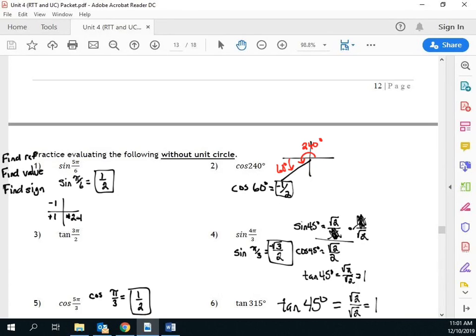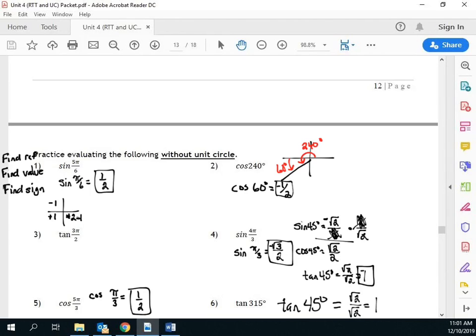Is this value going to be positive or negative? Well, what quadrant are we in again in 315? Fourth quadrant. So it's negative. Why is it negative? Because I should have written this a little bit better. I should have said this is negative root 2 over 2. Isn't the sine value in the fourth quadrant negative? Yes. All right. Finished up with that one.